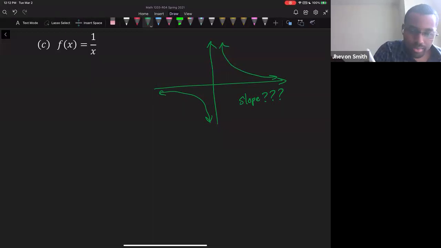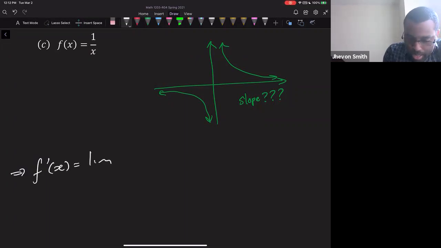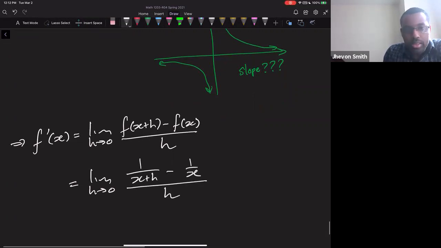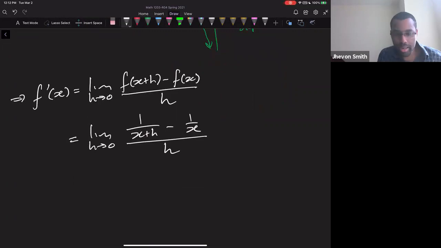So again, we will go by the definition because we want to get practice in that. Because Jhevon is definitely going to ask us this on the first test. So f prime of x, we will write out what it means because that's how we're going to remember it. So now, this means 1 over x plus h minus 1 over x all over h. That's going to be what happens when you plug it in.